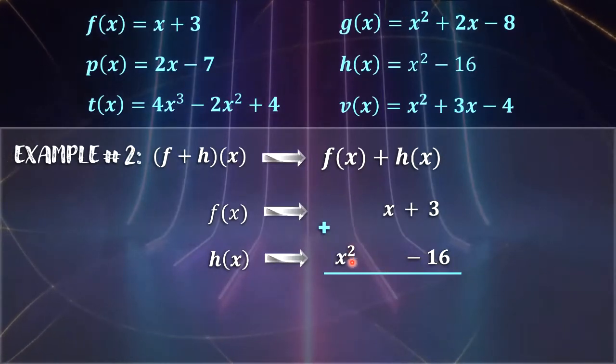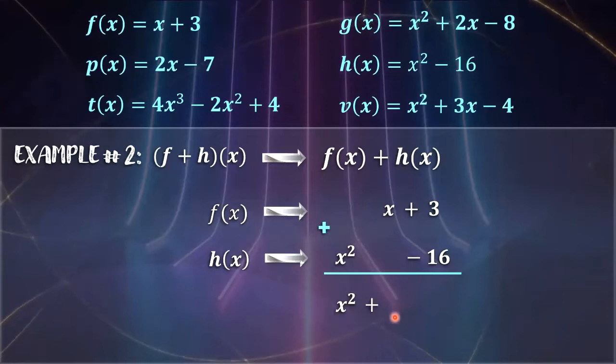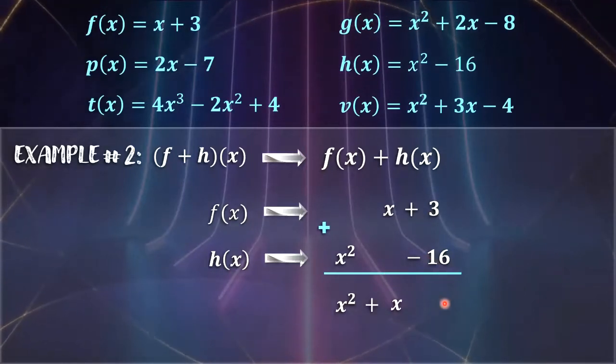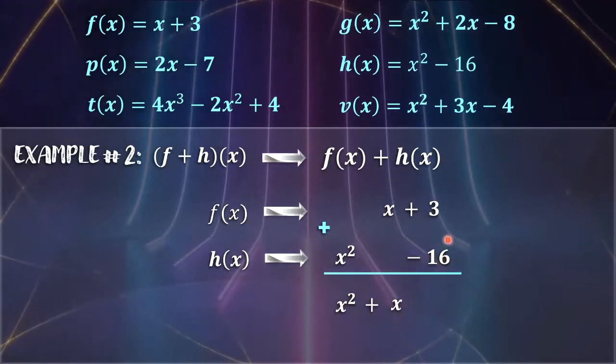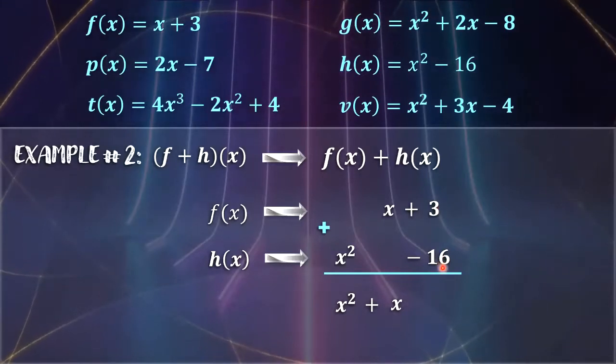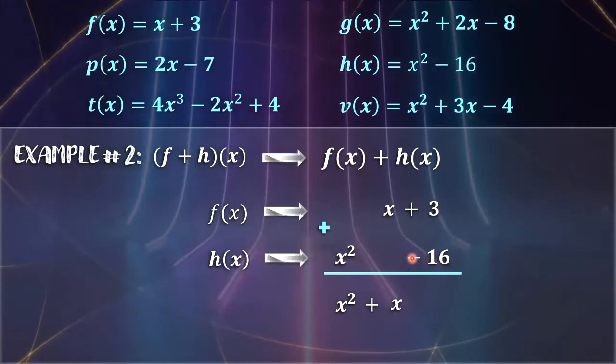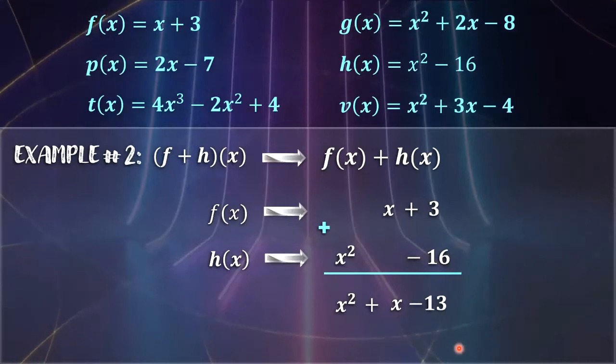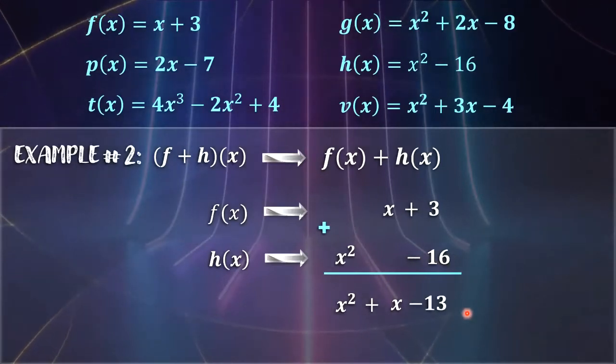This would be x squared plus x, positive 3 and negative 16. Unlike signs, therefore subtract. 16 minus 3, that's 13. Then copy the sign of the bigger number. That's why it's negative 13.